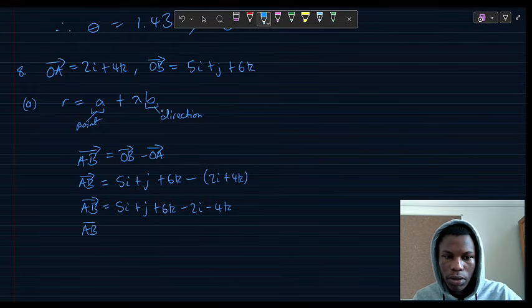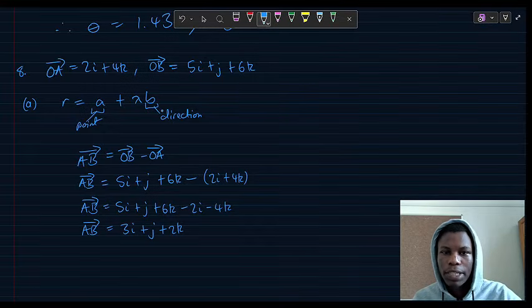AB is equal to 5i minus 2i, which is 3i. Then we've got plus the j. Then we've got 6k minus 4k, which is plus 2k. So this is the direction vector of our line.